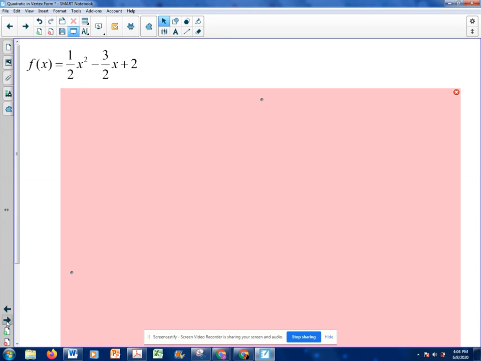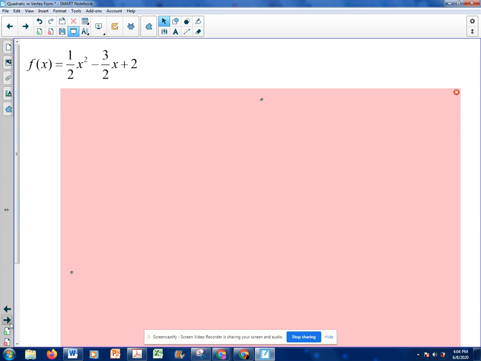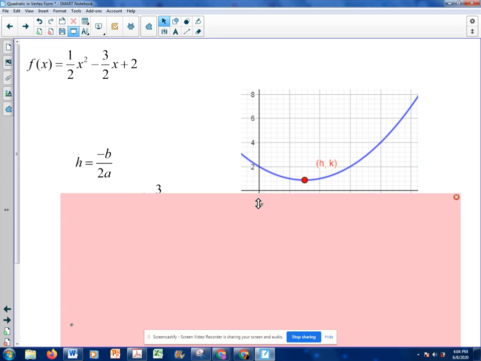Okay, next. All right, so here we go. This is this parabola right here. H is equal to negative b over 2a. There we go. Negative b over 2a. So a, b, and c. A is 1/2. B is negative 3/2. Make sure you keep the negative sign coming along for the ride. So a is 1/2, b is negative 3/2, and c is 2.